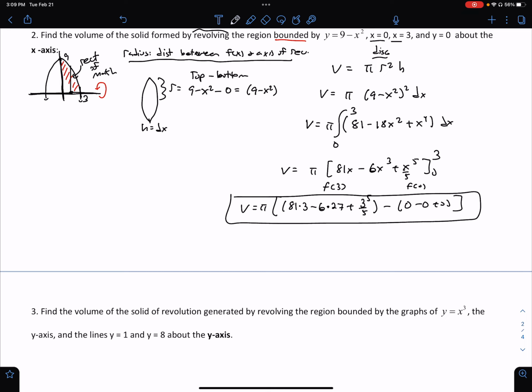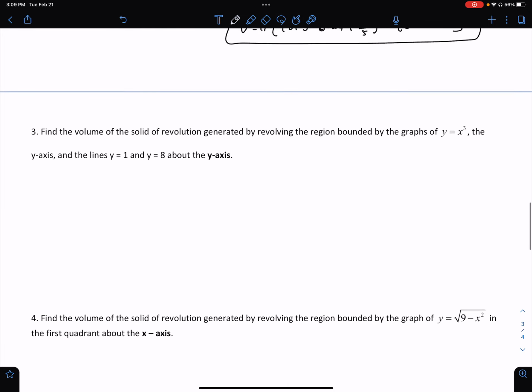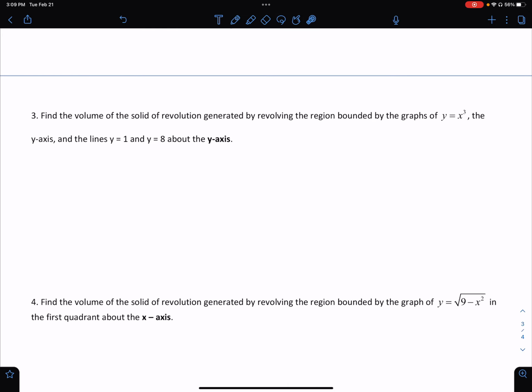All right, so let's take a look at a slightly more challenging one. Number 3 here. Same thing. We want to find the volume of the solid generated by revolving the region y equals x cubed, the y-axis, y equals 1 and y equals 8, about the y-axis. Now, be careful. We're going about the y-axis, so we have to be in terms of y. And therefore, we're dealing with a horizontal rectangle of mathematics.